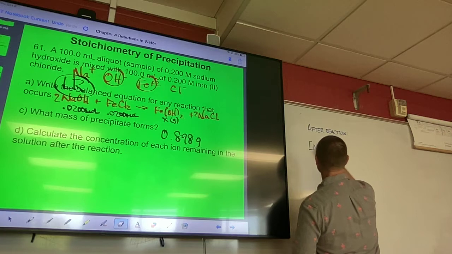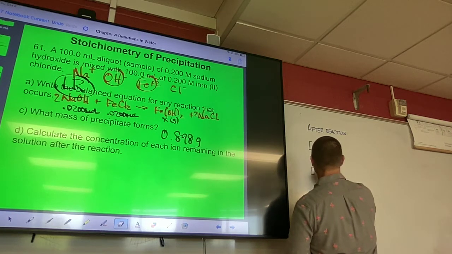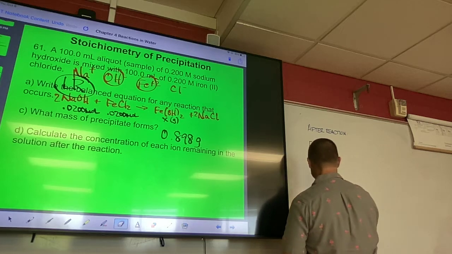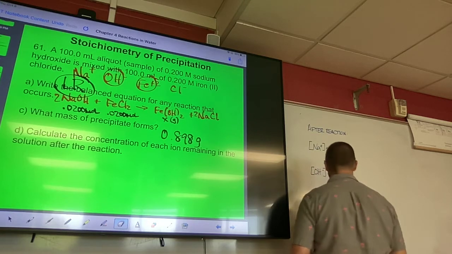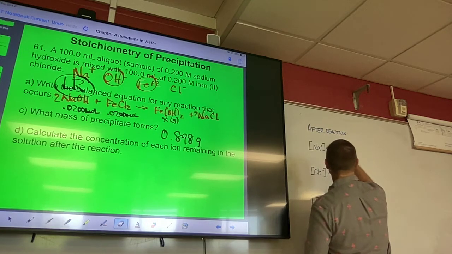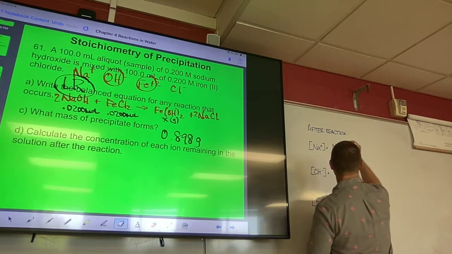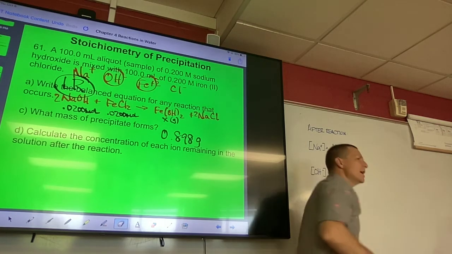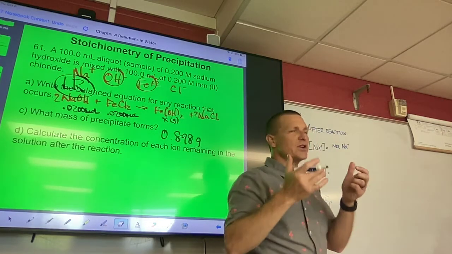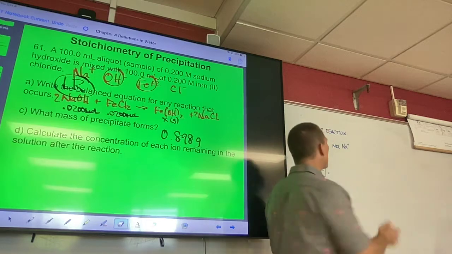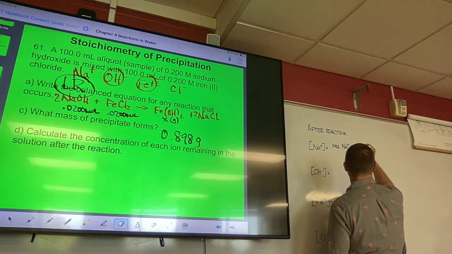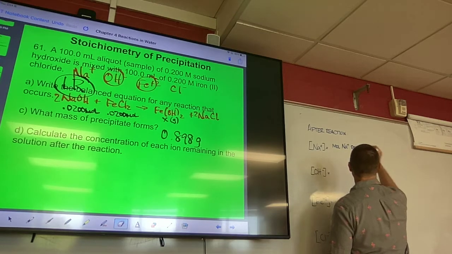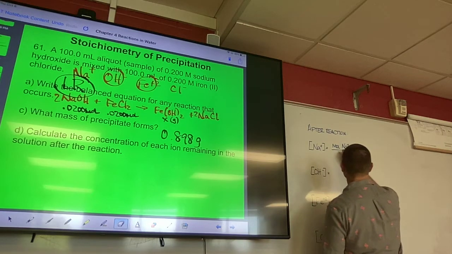So we'll need the concentration of sodium, concentration of hydroxide, concentration of iron, and the concentration of chloride. Now, you know how concentration is defined. It's the moles of sodium. Notice, we're looking for the concentration after the reaction's over. So we need the moles of sodium ion that remain after any reaction happens, divided by the liters of the solution at the end.